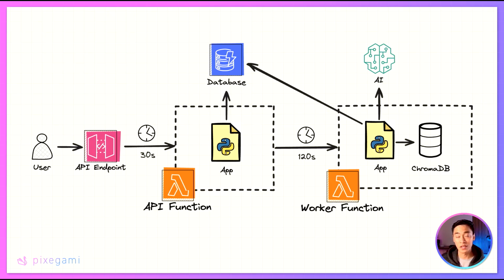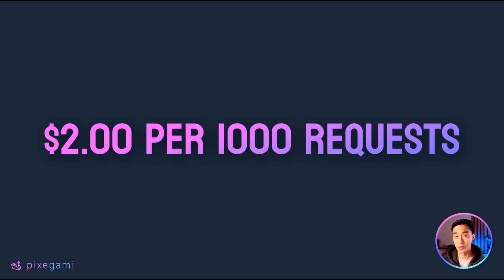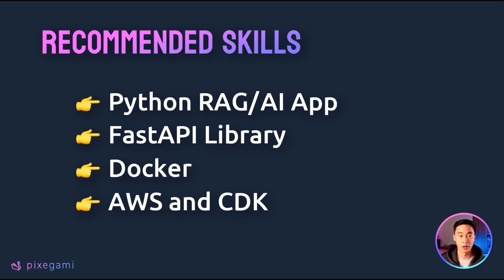We're also going to be using serverless technology to build this, so it's extremely scalable and cheap to run. In my initial estimates using the pricing calculator from AWS, it would cost less than $2 per 1,000 requests. And this is not at all optimized, so you could probably get that cost down by a lot more as well. Now, I'm going to try to make this tutorial as simple as possible, but it's still going to be quite an advanced level tutorial.